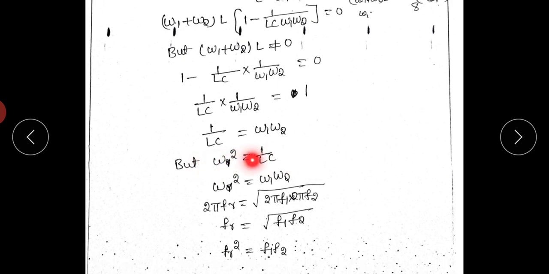We know that the resonant frequency f_R equals 1 by 2 pi root LC, and the angular frequency omega R equals 1 by root LC. So omega R squared equals 1 by LC. This is the resonance frequency formula. So omega R squared equals omega 1 times omega 2.